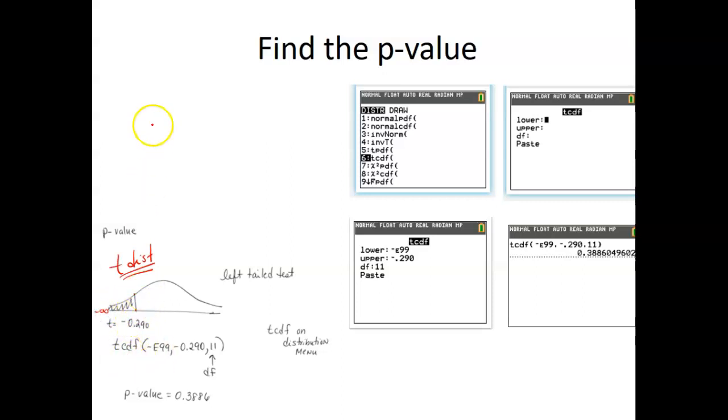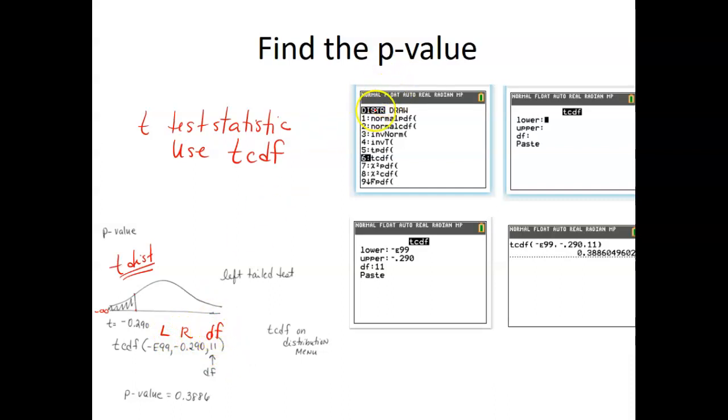The difference is that because it is a t-test statistic, we have to use the t-CDF. If it's a z-test statistic, we use a normal CDF, but if it is a t-test statistic, we use a t-CDF. It's set up the same way, still the left bound and the right bound, except because the t-distribution is a family, we have to include the degrees of freedom.